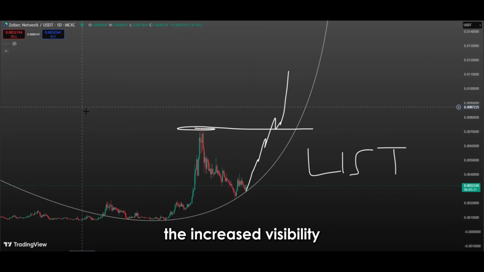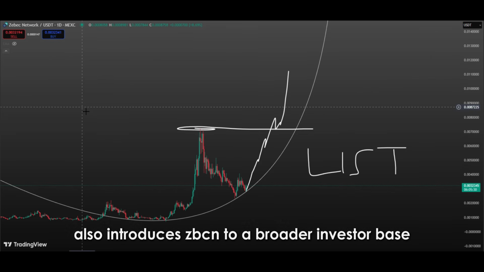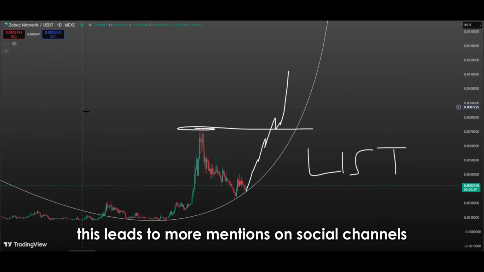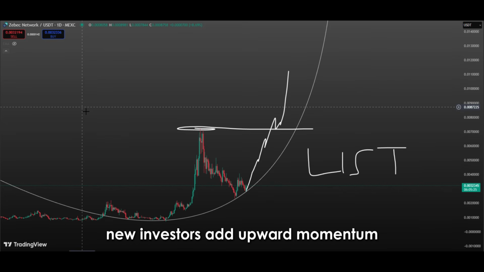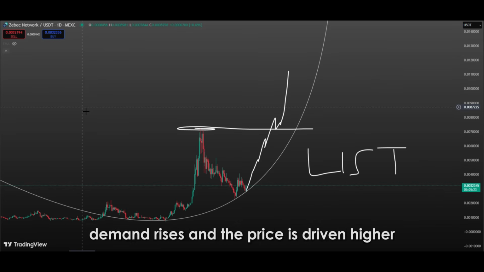The increased visibility following a listing announcement also introduces ZBCN to a broader investor base. This leads to more mentions on social channels, forums, and within communities, which organically boosts demand. That support helps reinforce both short-term and long-term trends. New investors add upward momentum, while existing holders gain conviction to maintain positions. Supply shrinks, demand rises, and the price is driven higher.